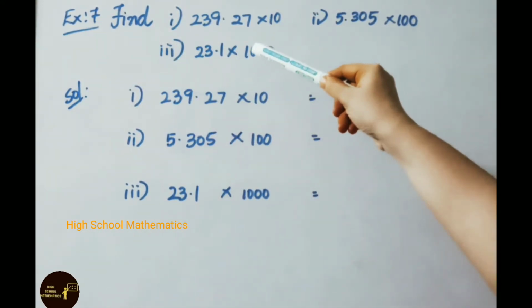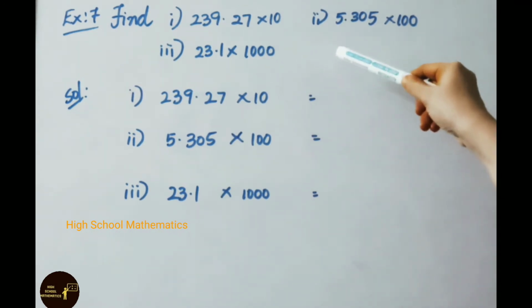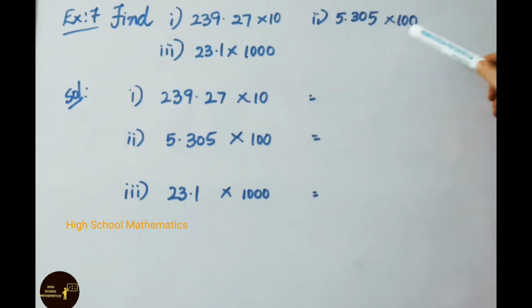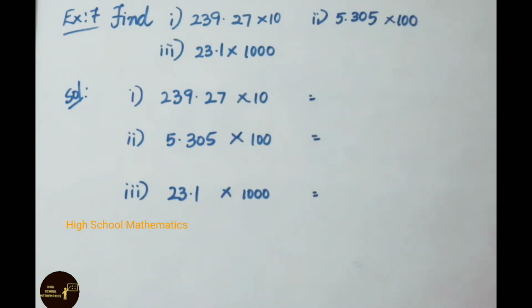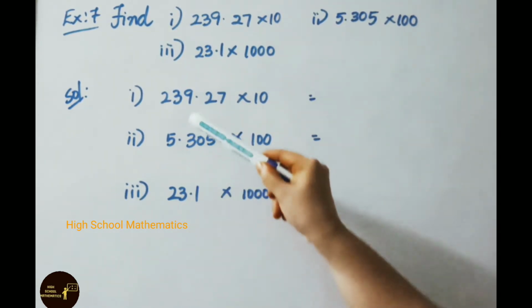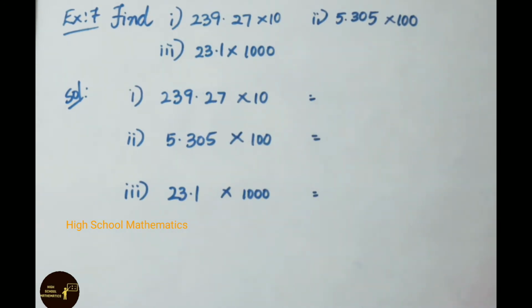See now example 7. Find 239.27 multiplied by 10, 5.305 multiplied by 100, 23.1 multiplied by 1000. Let us see the solution. See the first one, 239.27 multiplied by 10.